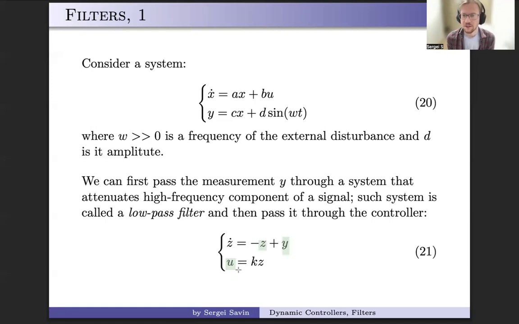Like a low pass filter is quite clearly a useful thing, because extremely high frequencies are very rare in control applications. Like you don't ask your robot to change its position with a frequency of 10 kilohertz. So anything that operates at a frequency of 10 kilohertz is likely noise. You can filter it out.